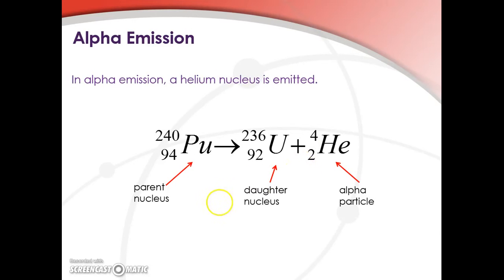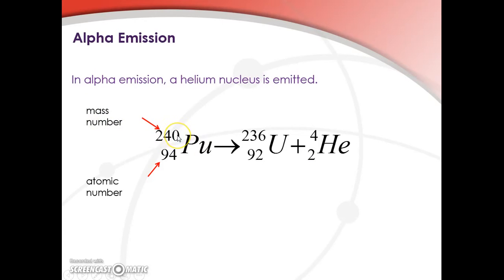A little bit about nomenclature. The thing that decays, we talk about as the parent nucleus. The thing into which it decays, we call the daughter nucleus. And of course, we've already talked about the alpha particle. It's good for us to understand those terms.